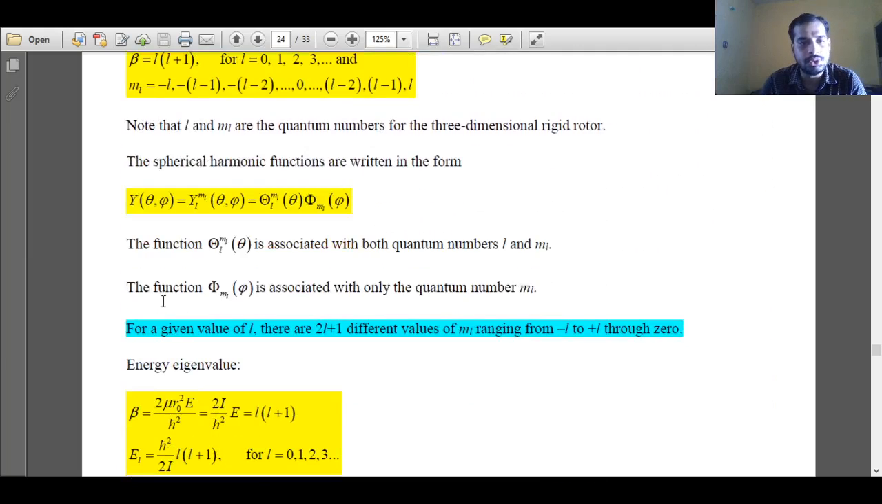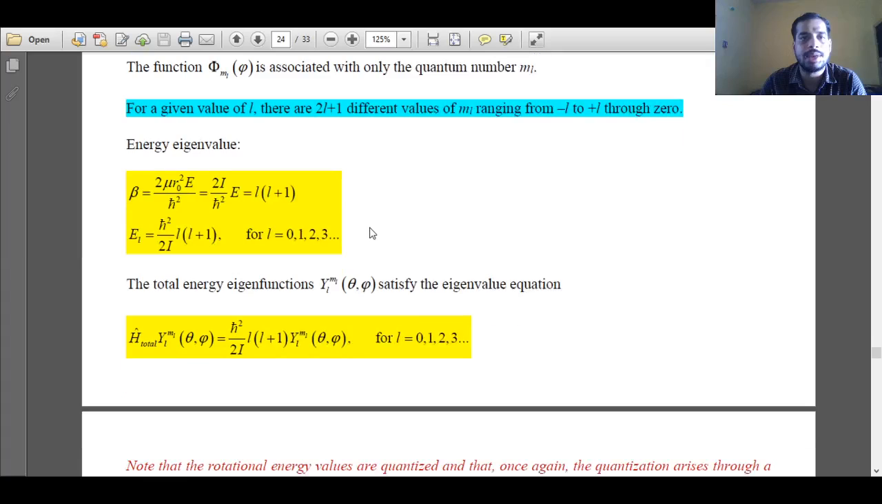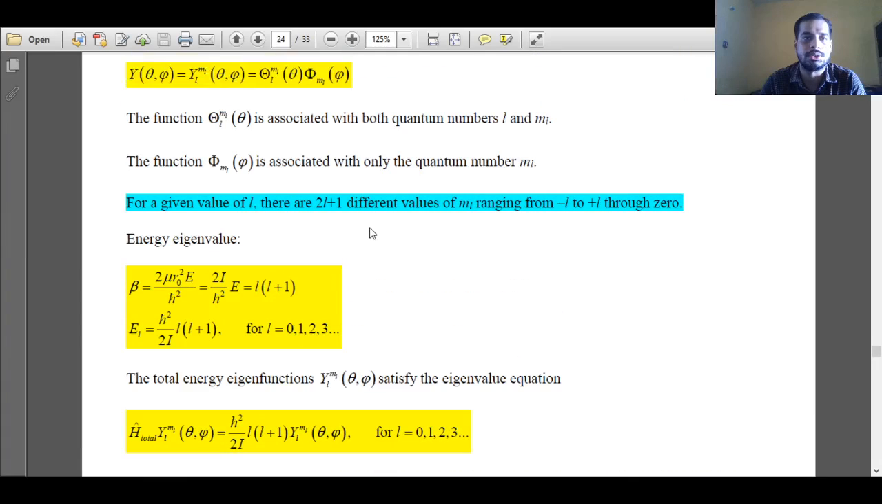Okay, so I can rewrite my spherical harmonics, which depends upon two variables, theta and phi, as a product of two functions. One is the theta function and the other one is the phi function. The phi function is dependent only on one quantum number, that is ml, but the theta function is dependent upon two quantum numbers, L and ml. Okay, and ml values vary from minus L to plus L through 0. So there are a total of 2L plus 1 different values of ml.